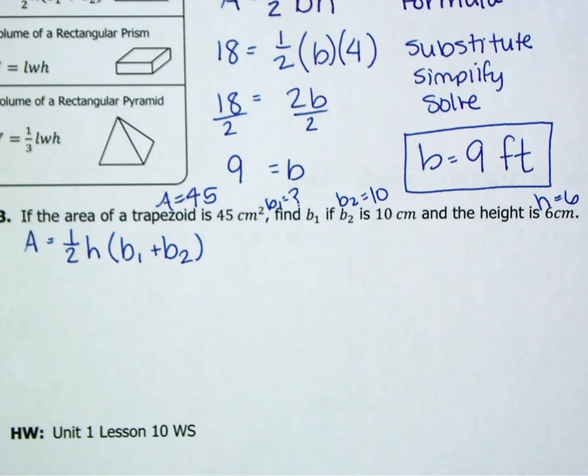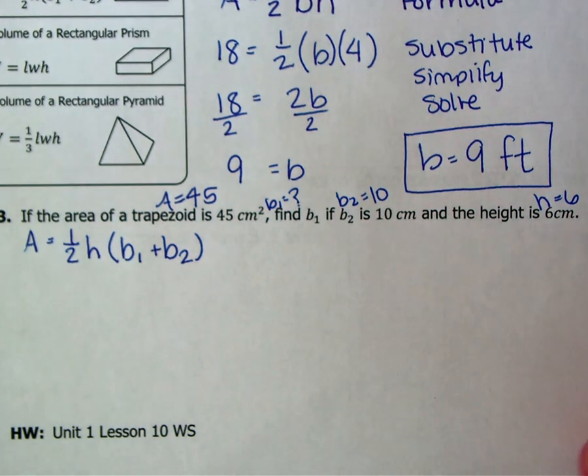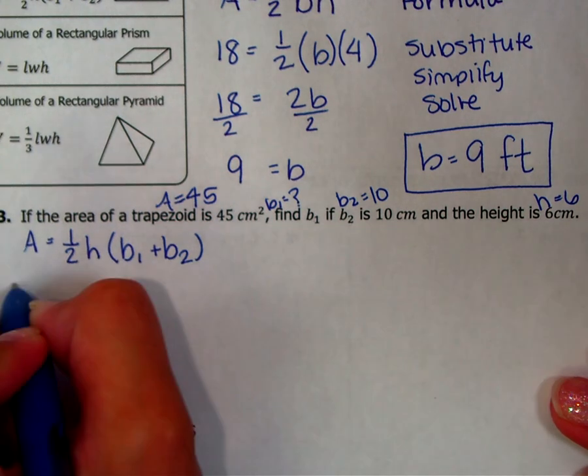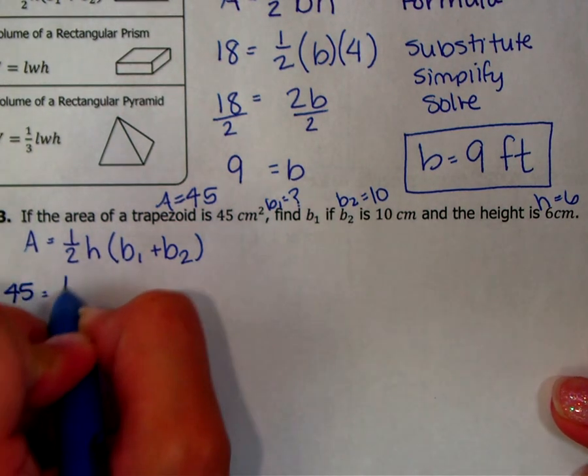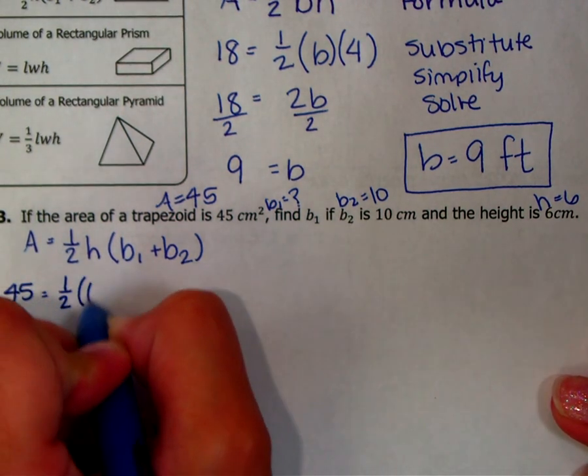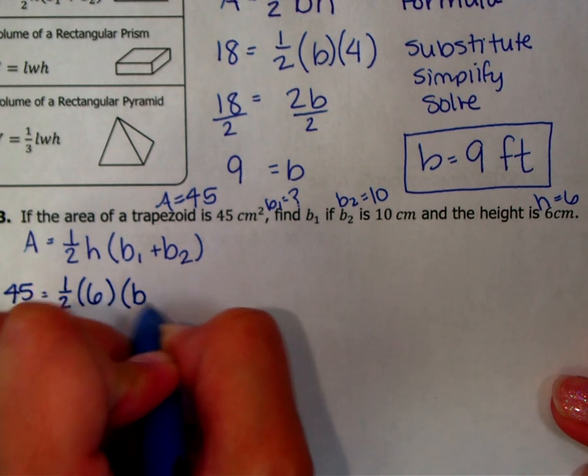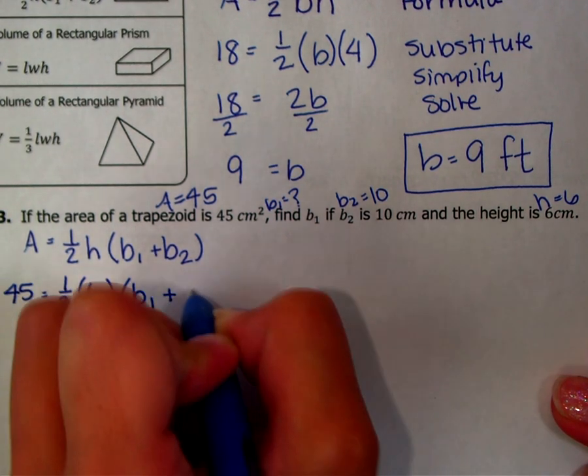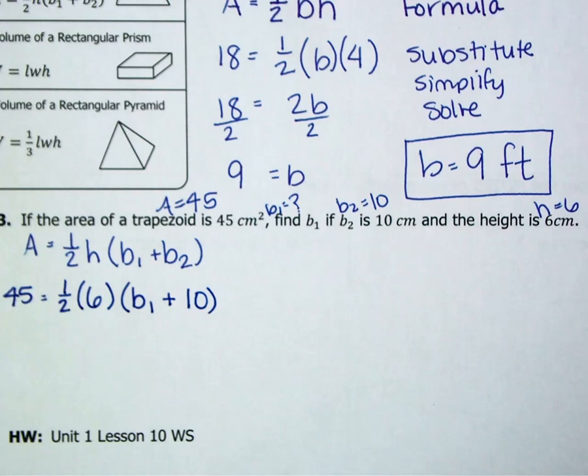We've got our formula. Next thing we want to do is substitute in all the information that we know. So we'll have 45 equals 1/2 my height. B1 is unknown and B2 is 10. All right, so we've got our formula. We substituted, then we're going to simplify.